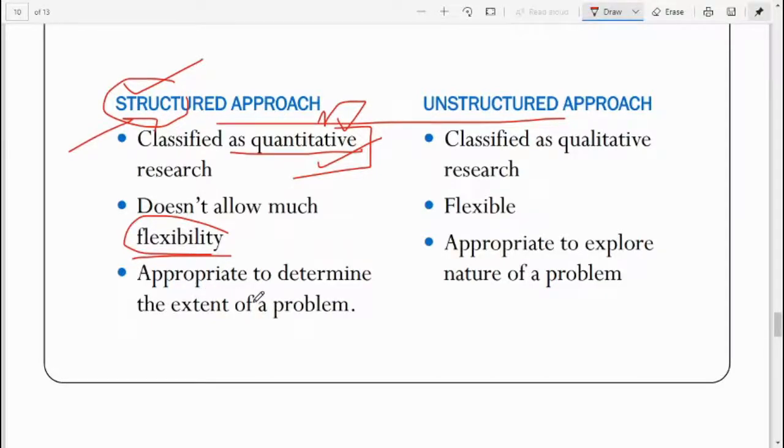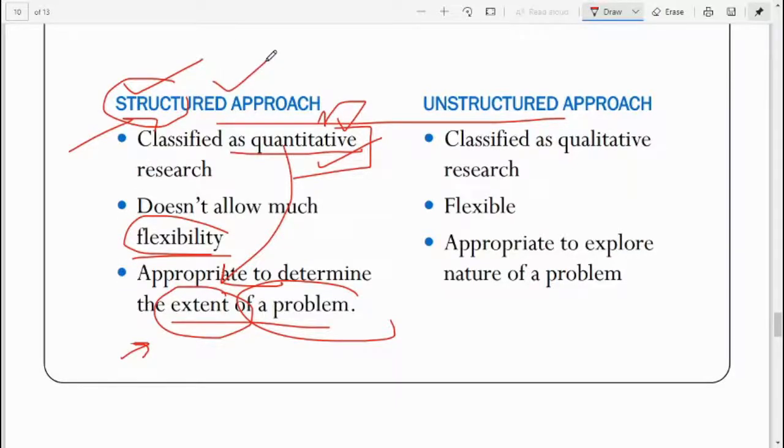Under structured approach, it is appropriate to determine the extent of a problem. Extent means we are going to quantify it. Why quantify? Because it is quantitative in nature. That's why we are going to talk on the questions of how many, up to what extent, up to what degree. These kinds of questions are asked under this approach, structured approach.